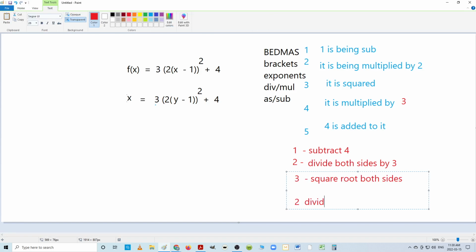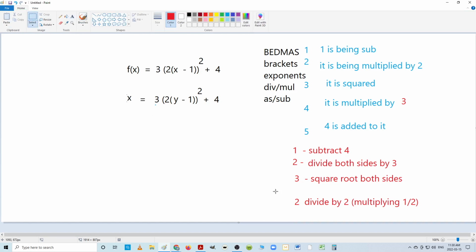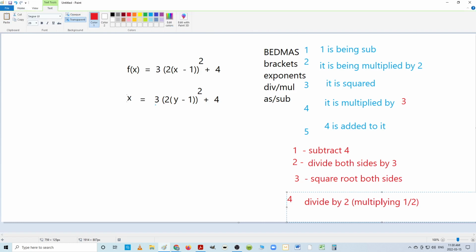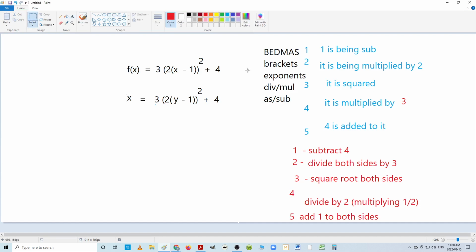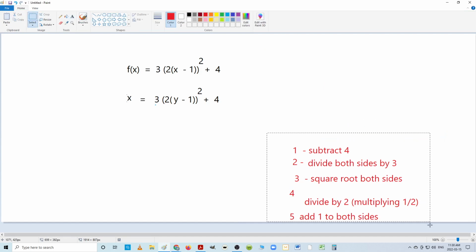You can either divide by 2, as I did, although keep in mind I like multiplying by the reciprocal, the fraction 1/2. I prefer that. Both are the same. 1 you're going to find easier. And finally, oh, that should have been 1, 2, 3, 4 here. And finally, what's the last step that we're going to have? It's going to be the reverse of number 1, which is add 1 to both sides.